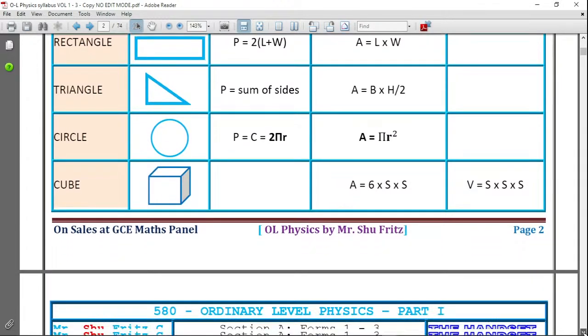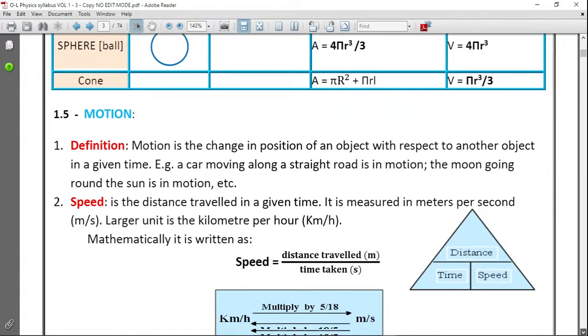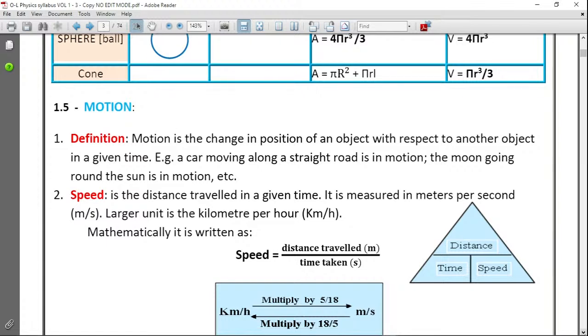We'll not focus on plane figures and their areas because we know you have gone through this in mathematics. Let us move to motion. What is motion? These are some of the first questions that you find in your GCE paper. Motion is defined as the change in position of an object with respect to another object in a given time. For example, a car moving along a straight road is in motion. The moon going around the sun is in motion.